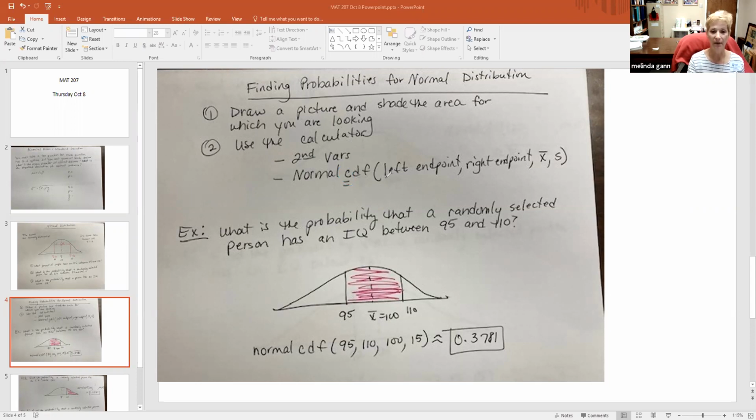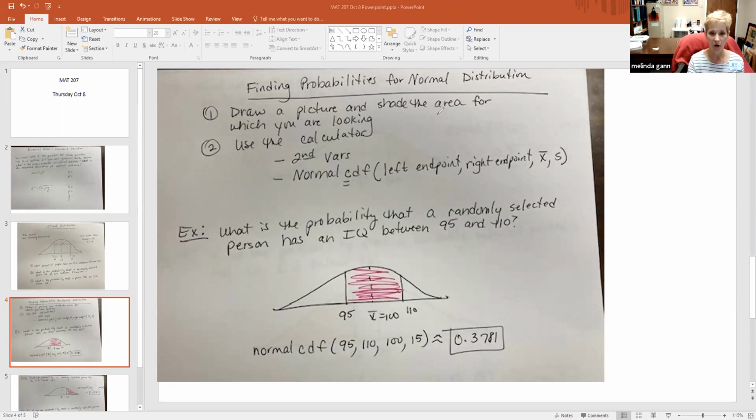Then it wants you to type in the left endpoint of the shading. So on the left part of the shading, what's your endpoint? Comma. It wants the right endpoint of your shading and a comma. Then it wants the mean and a comma and the standard deviation. So look at this problem. What's the probability that a randomly selected person has an IQ between 95 and 110?